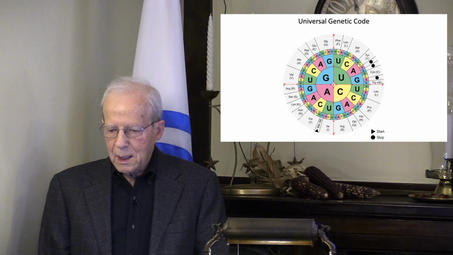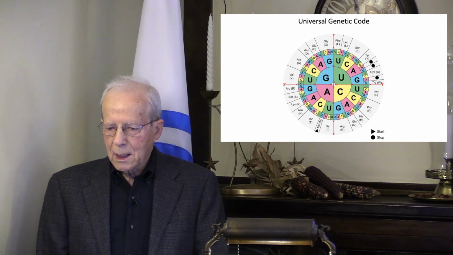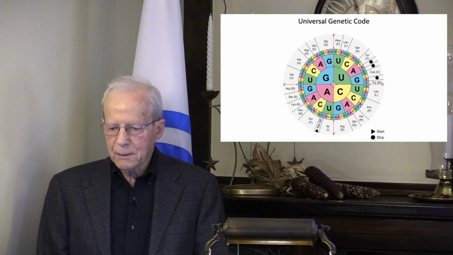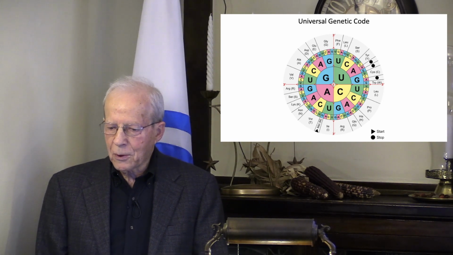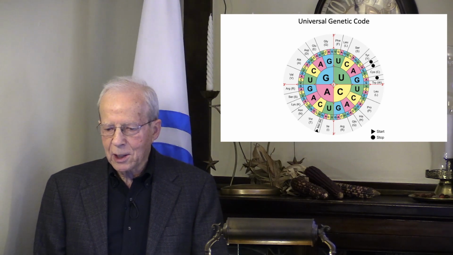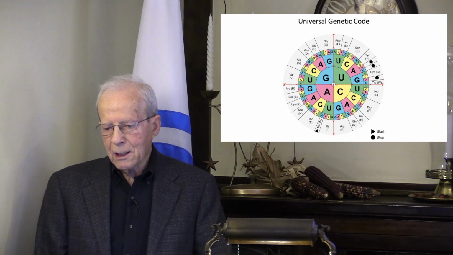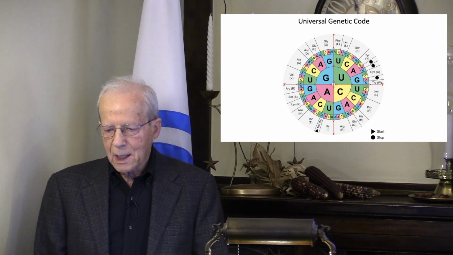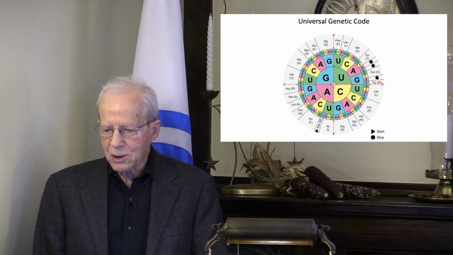Methionine, indicated in this illustration by the black triangle, is uniformly located at the beginning of the protein polypeptide chain. This is true of all prokaryote and eukaryote cells. The end of the polypeptide chain is signaled by a stop code identified by a black circle.